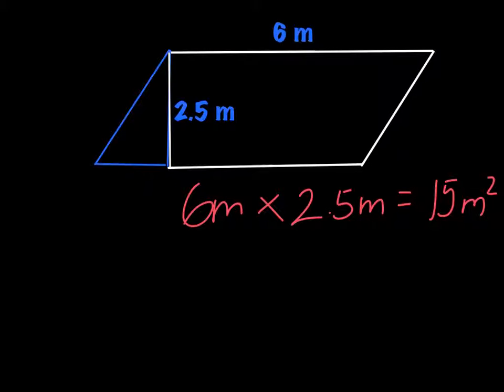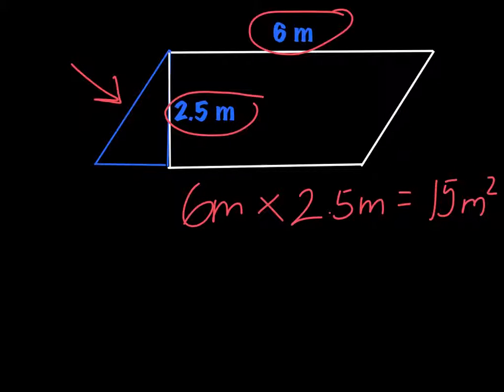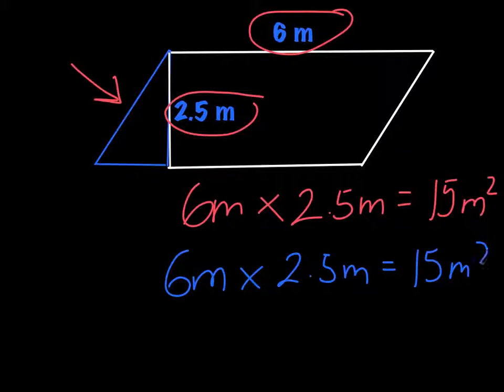So let's look at the measurements that I used to help me figure this out. I still needed that original length, and I still needed that original height. The measurement that I don't need is this one right here, because it doesn't make any difference to the area of the rectangle or to the parallelogram. So once I change that shape, I'm just changing the shape of it. I'm not actually changing the area. So my measurement is still 6 meters times 2.5 meters for 15 meters squared.